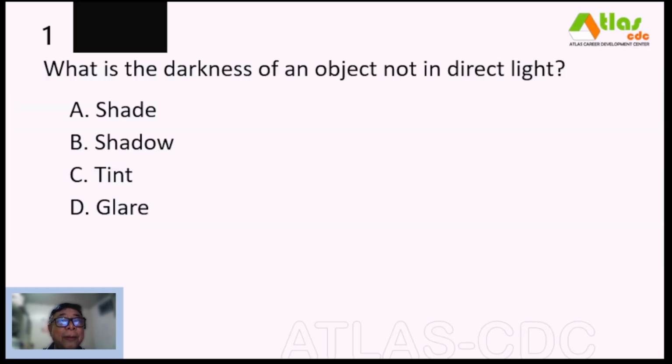Number 1. What is the darkness of an object not in direct light? A. Shade, B. Shadow, C. Tint, and D. Glare.